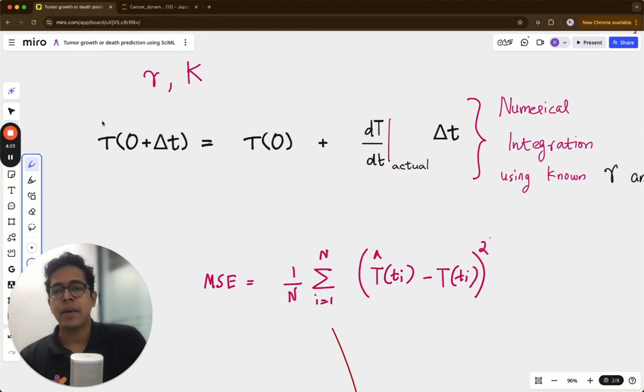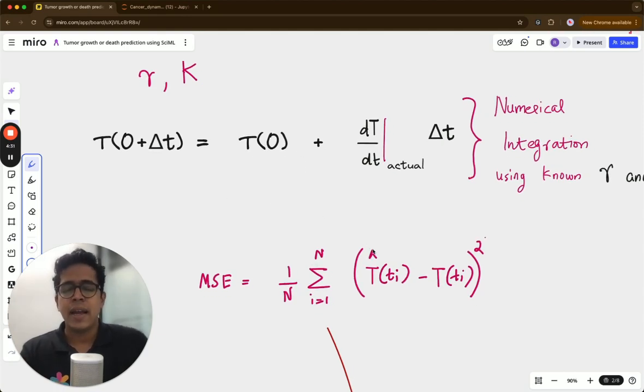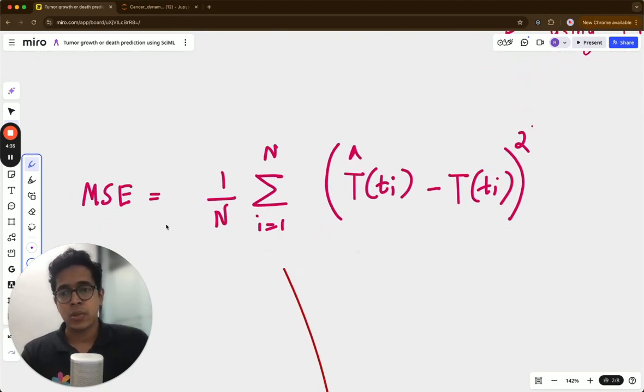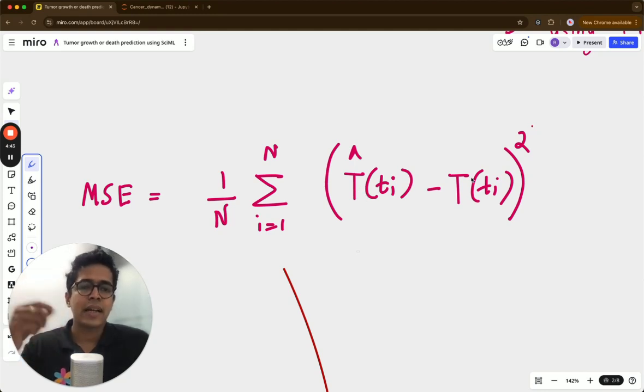So see here, I have not put the cap because this is the actual tumor size at a given time point. So now once you have the predicted value of T and actual value of T, which are the tumor sizes, you can calculate the mean squared error. So this mean squared error is 1 by n sigma i equal to 1 to n, the predicted value of tumor at time point ti minus actual value of tumor size at time point ti, squared.